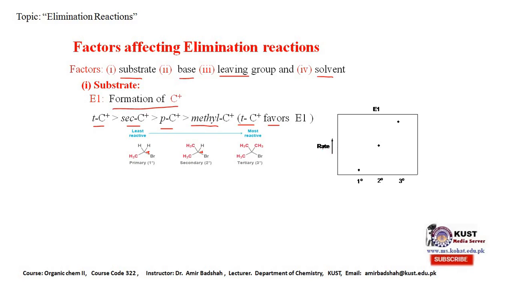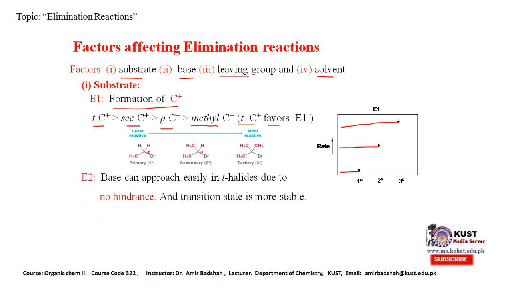As shown here, if we plot the rate against the various carbocations, for the E1 reaction, for the primary carbocation the rate will be very slow. But if we change the carbocation to secondary, then the rate will be enhanced, and if we change from secondary to tertiary, the rate will be further enhanced.